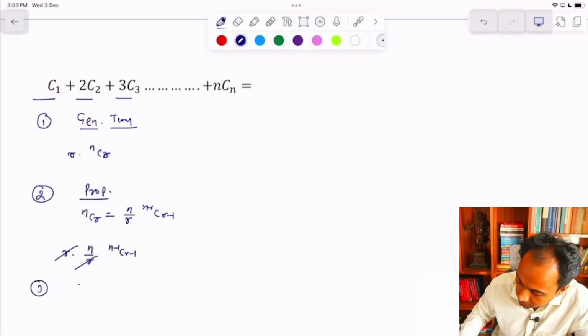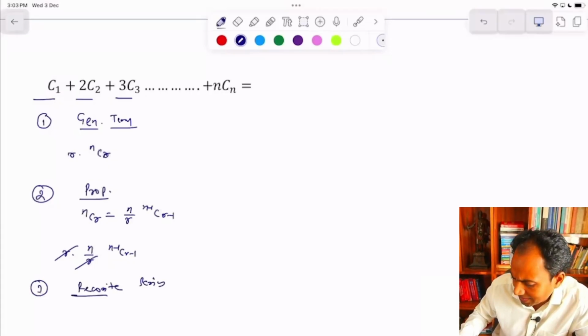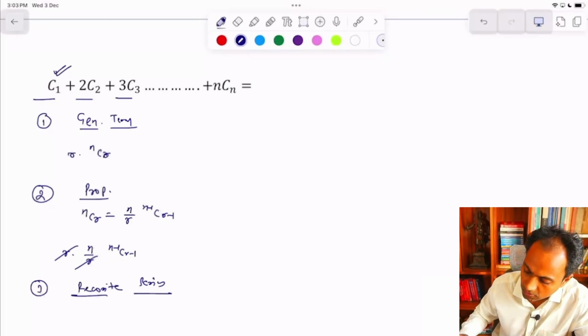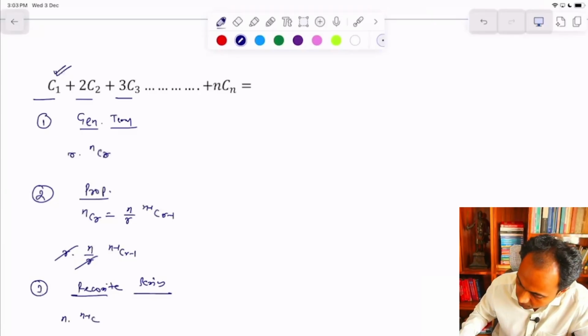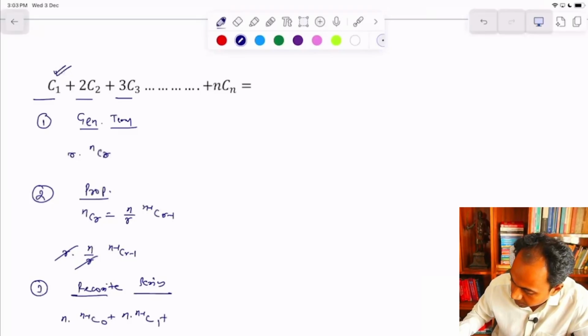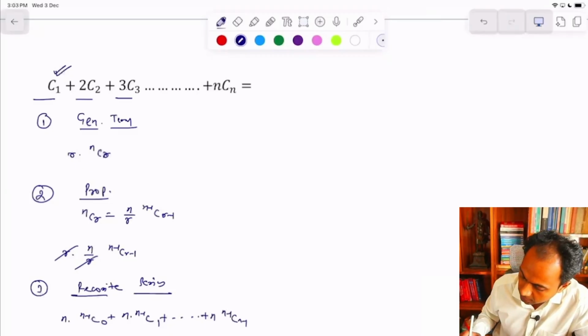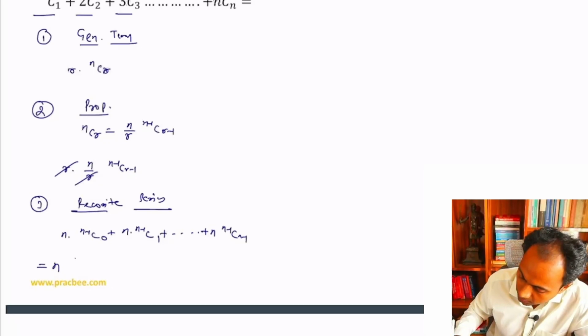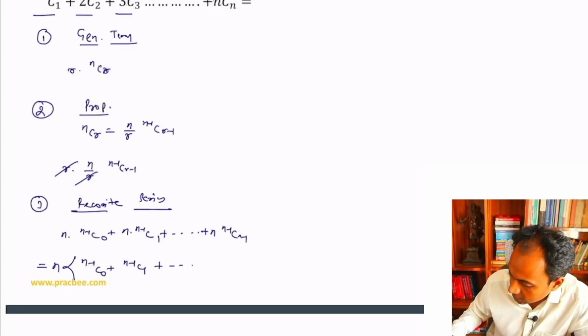In the third step, I am going to rewrite the series. If I am rewriting the series, in the first term the value of R was 1. So I will put that value. So the first term will become N into N minus 1 C naught. Second term will become N into N minus 1 C1. And it will keep on happening. The last will become N into N minus 1 Cn minus 1. So now you can take N common and write this down as N minus 1 C naught, N minus 1 C1 till N minus 1 Cn minus 1.